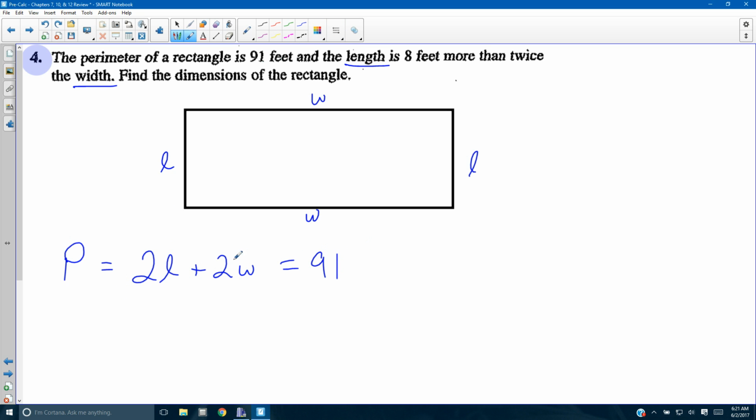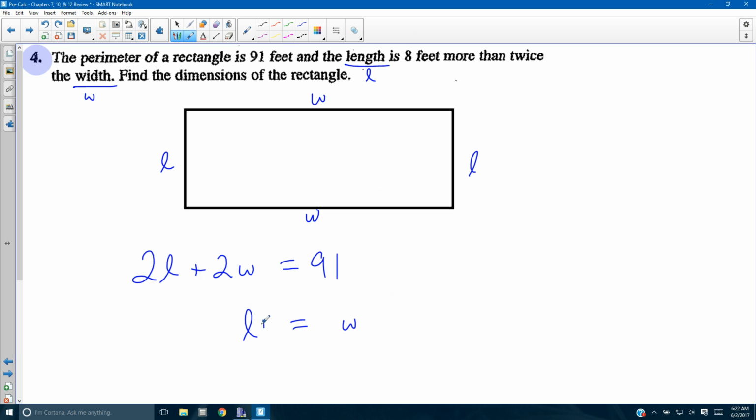So 2L plus 2W equals 91. By the way, I am breaking one of my rules here of defining variables first, but I'll do it just like that for now. And 91 is set there. The length is 8 feet more than twice the width. I know a lot of people get this stuff wrong at times. I'm going to start by writing L equals W, even if it's not true. But what I'm going to do is create an equation that compares L to W. That's the point. Does length equal width? No. Length is 8 more than not only the width, but twice the width.